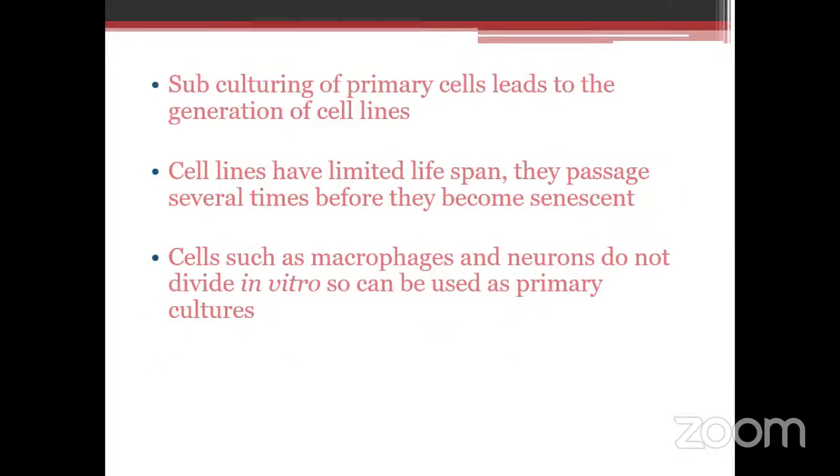Subculturing of primary cells leads to the generation of cell lines. Whenever we subculture them, at a certain point they will be transformed into cell lines. Cell lines have a limited lifespan, and they can be passaged several times before they become senescent or die. Cells such as macrophages and neurons do not divide in vitro. Why? Because neurons are in G0 phase, so they cannot go back to G1 phase. They enter G0 phase, which is inactive, so they can be used as primary cultures.